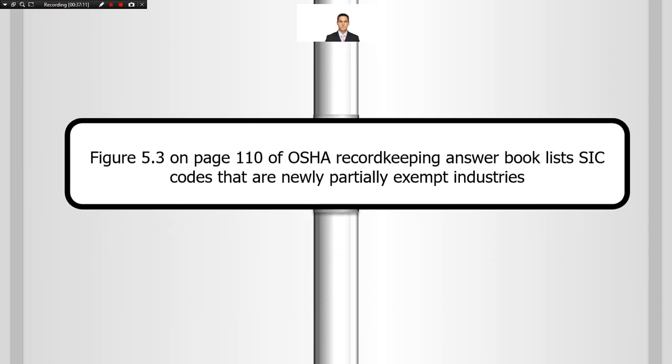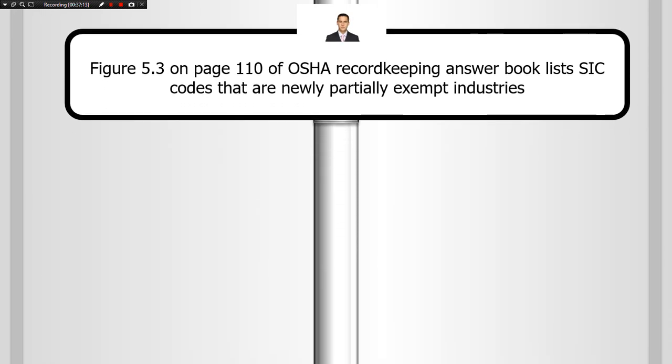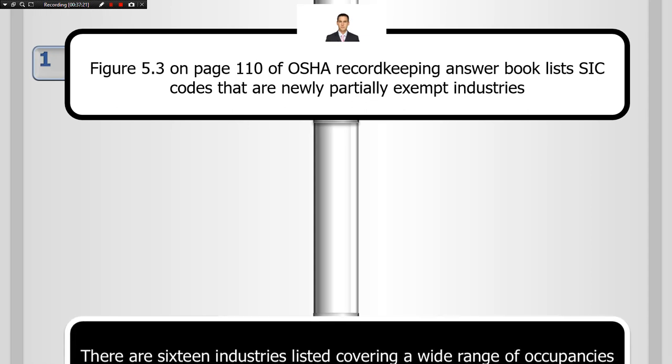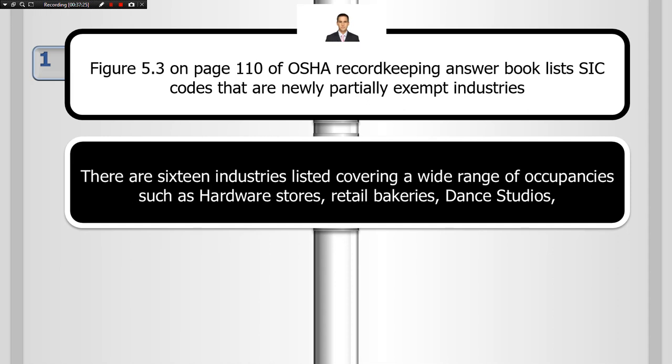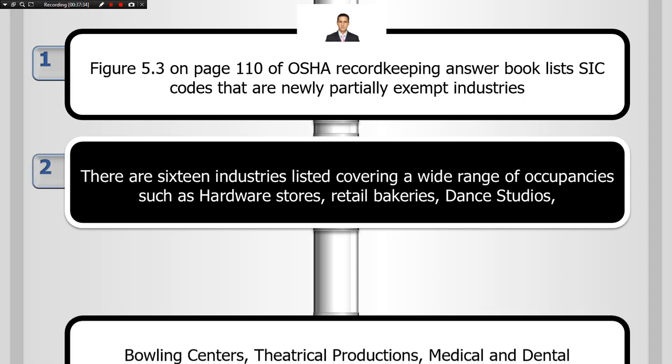Figure 5.3 on page 110 of the OSHA Record Keeping Answer Book lists SIC codes that are newly partially exempt industries. There are 16 industries listed covering a wide range of occupancies such as hardware stores, retail bakeries, dance studios, bowling centers, theatrical productions, medical and dental laboratories, miscellaneous health and allied services.